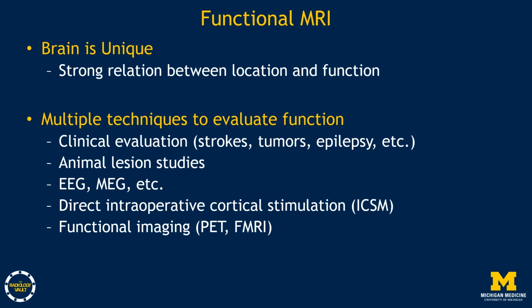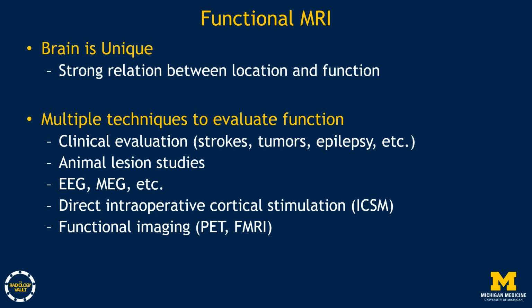Now, as we know, the brain is unique. There is a very strong relationship between location, a part of the brain, and function of that particular part of the brain. There are multiple techniques to evaluate function, so we can clinically evaluate as we do during strokes or tumor, epilepsy, etc. There are animal lesion studies, EEG and imaging can be done, and then direct intraoperative cortical stimulation, which the neurosurgeons do before surgery, is a very important gold standard examination of the brain.